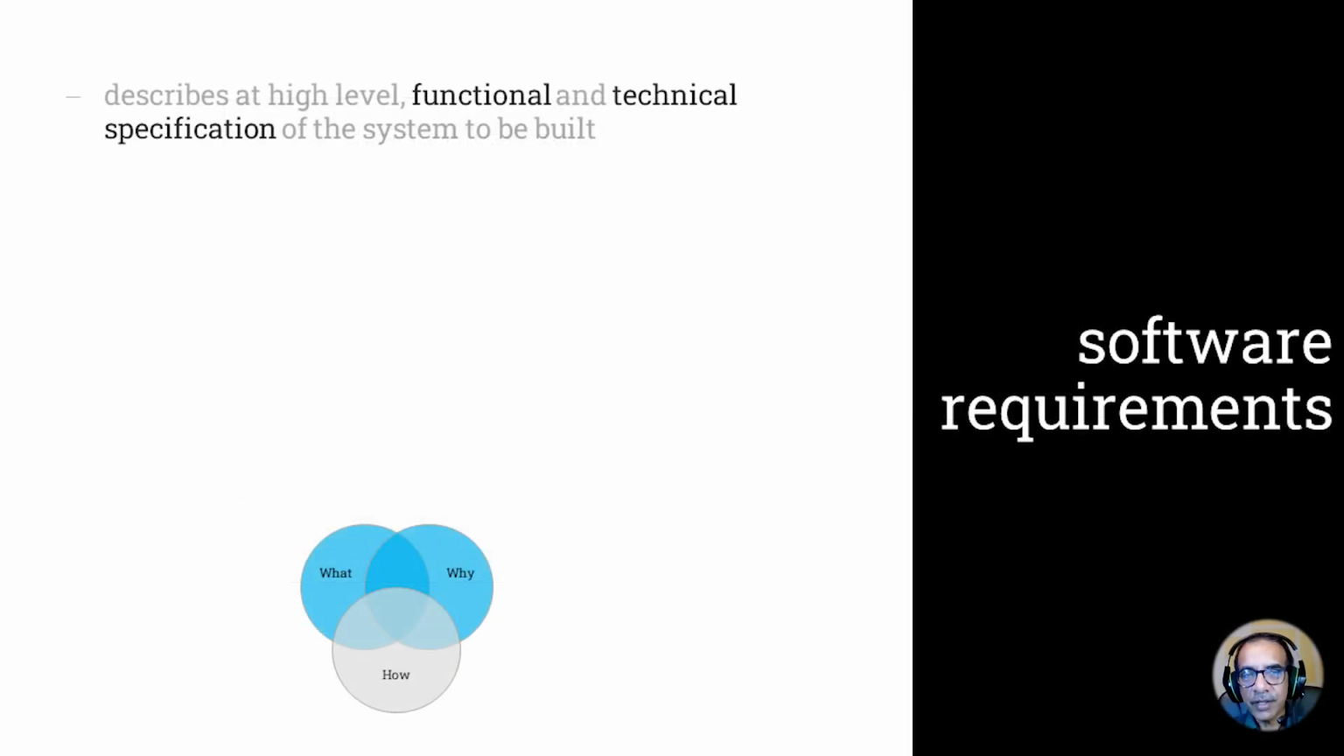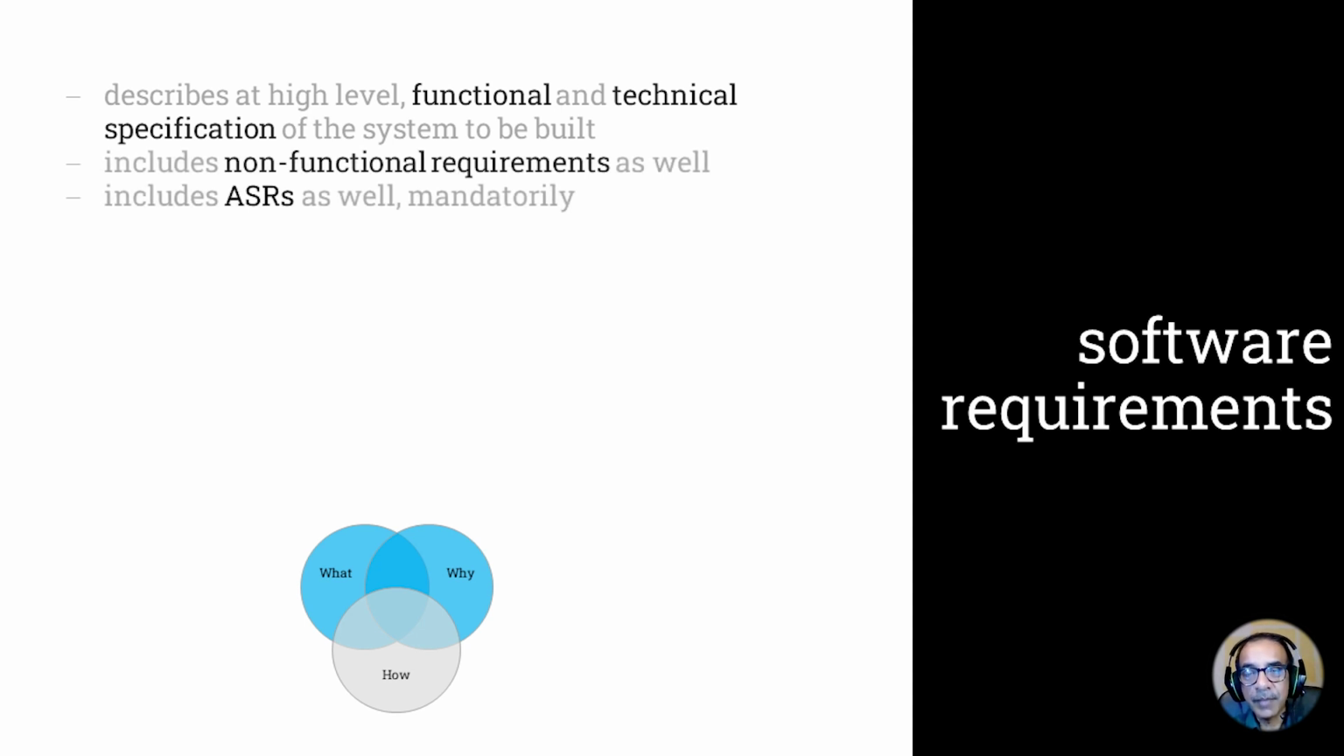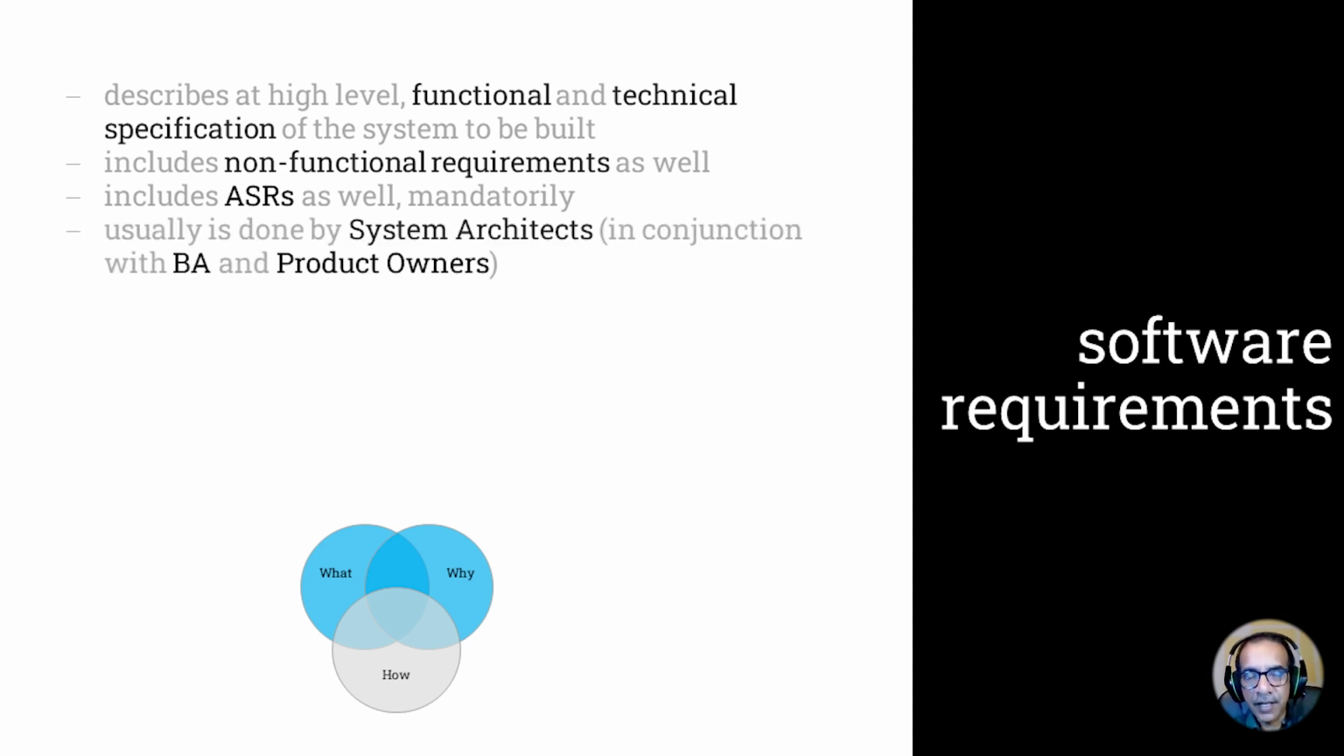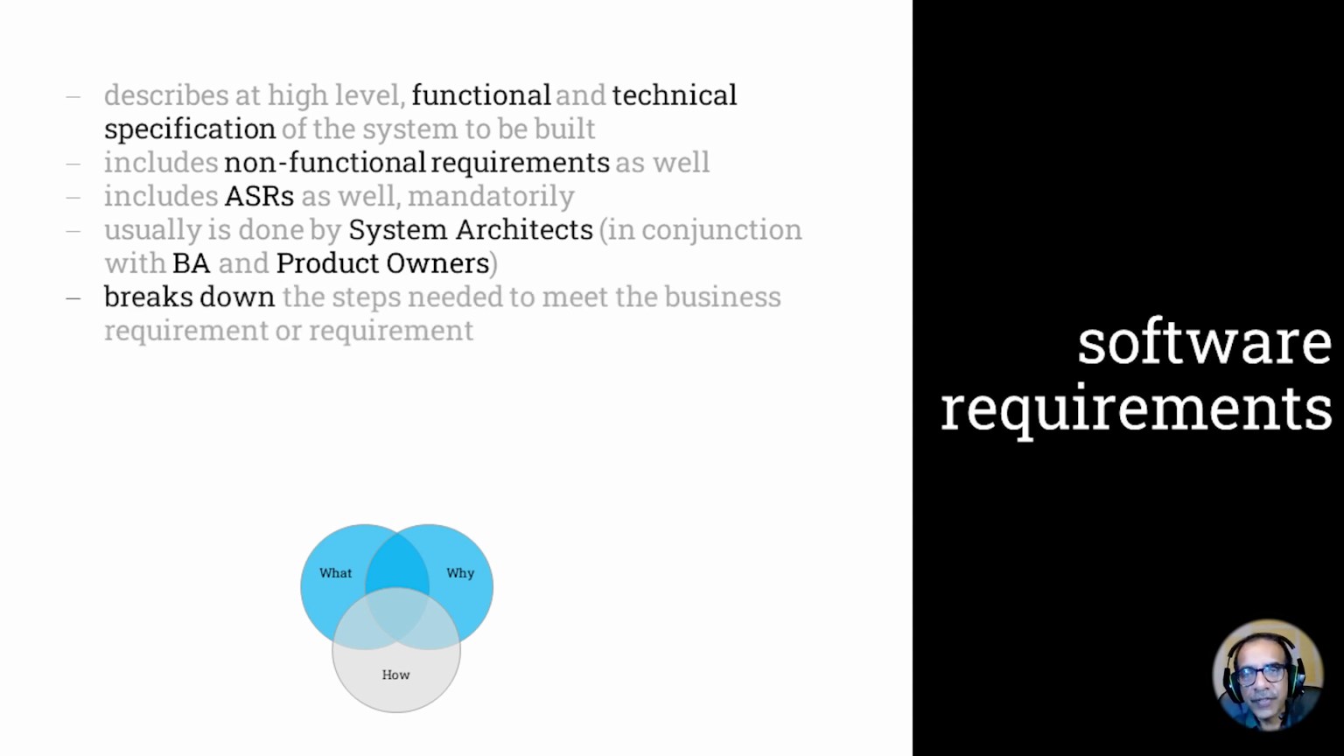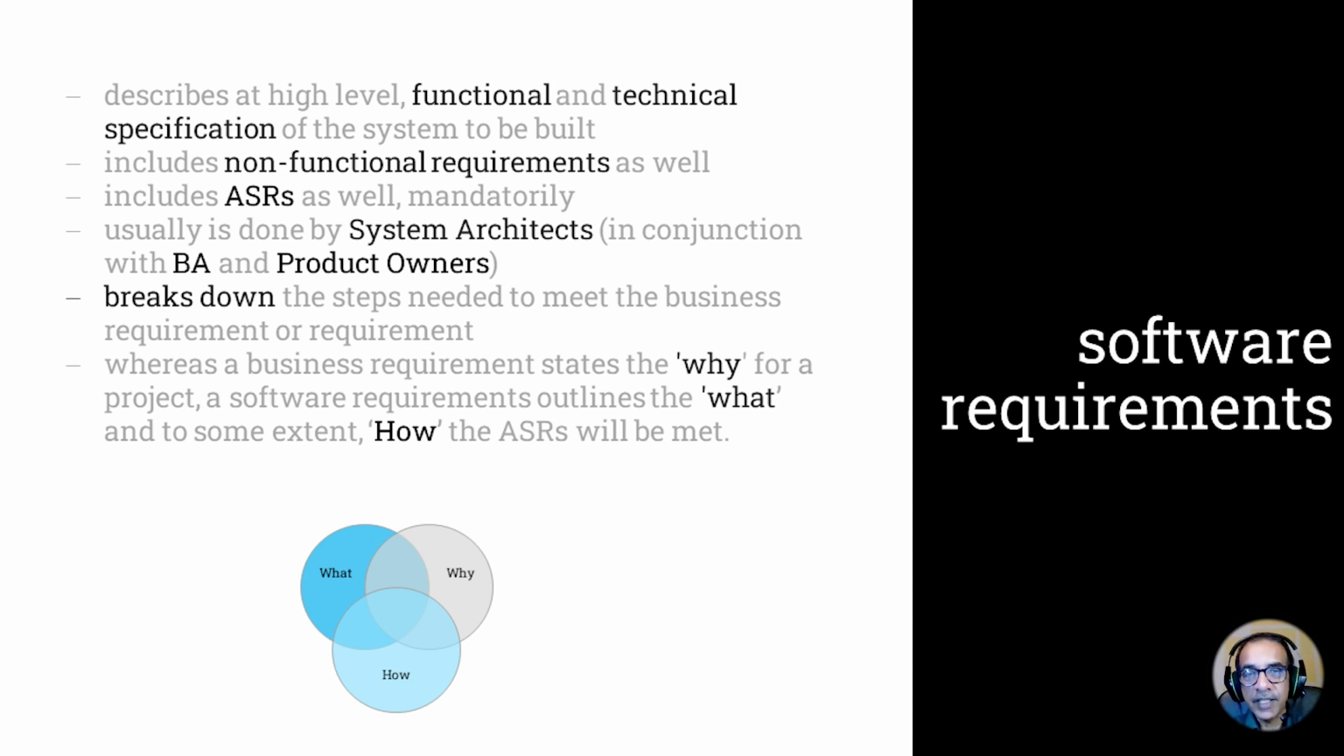So, what is a software requirement? It contains business and some important technical requirements that support the ASRs. It specifically mentions all NFRs and ASRs. It is usually created by the architects along with the BA or product owners. Software requirements typically break down the entire product into some business process level modules. For example, for an e-commerce application, browse catalog module, search module, cart module, etc. Software requirements specify the what part in great detail and also to some extent the how part.